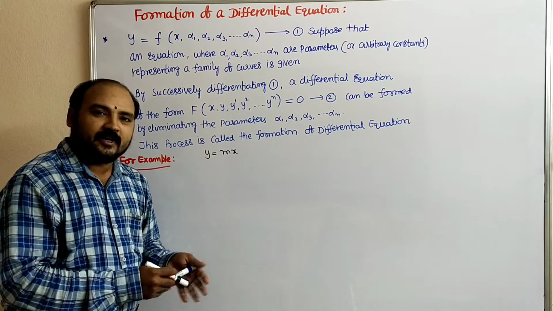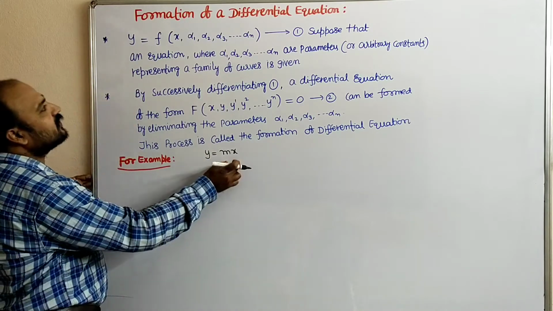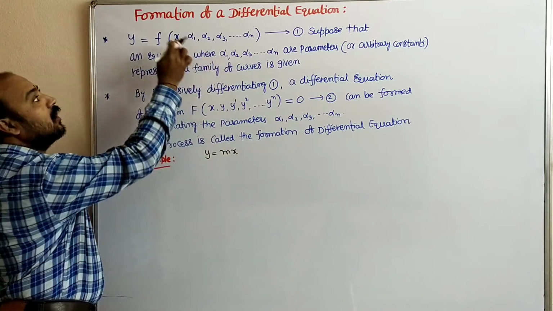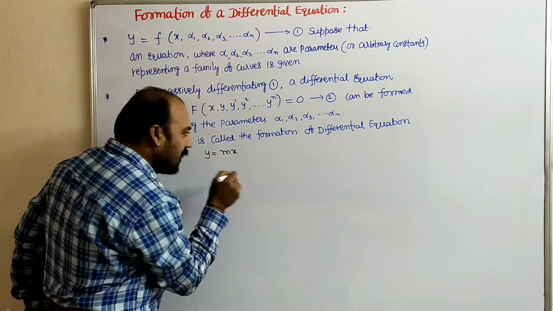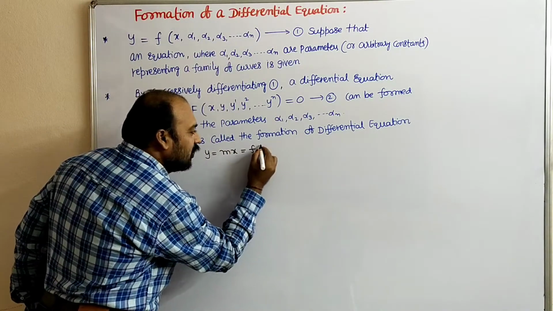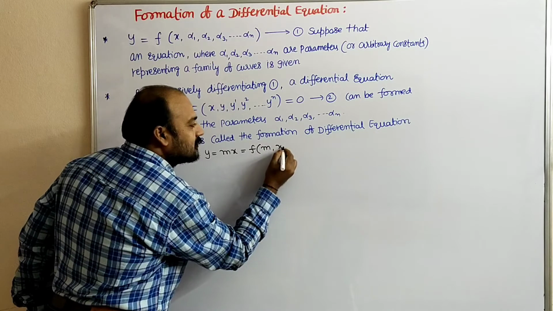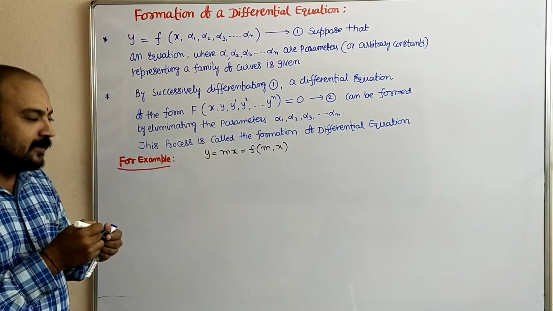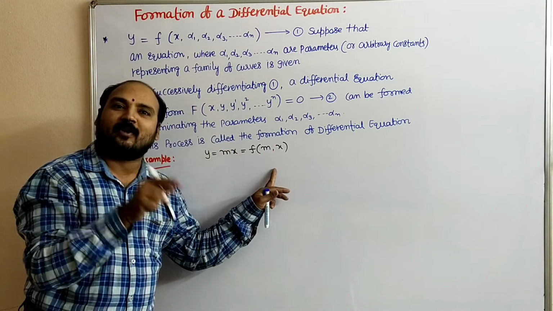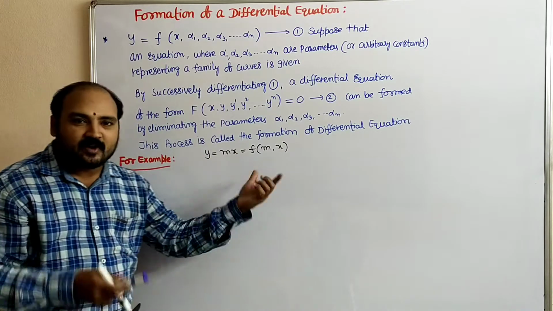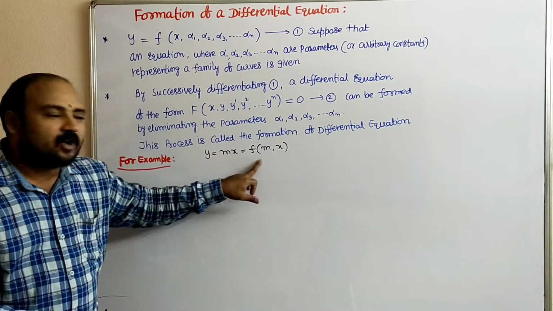This equation can be written as y in terms of x only, that is y equal to f of x comma alpha 1, alpha 2 and so on. What I am writing is this is equal to f of m comma x, where x is the variable, m is a parameter. Parameter is arbitrary constant. In this equation, if you observe, how many arbitrary constants are there?